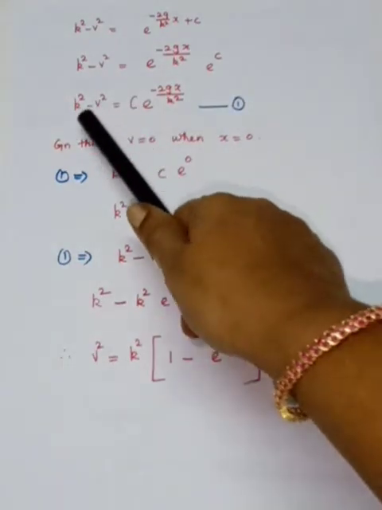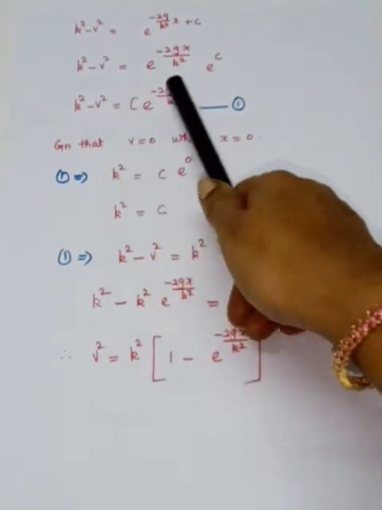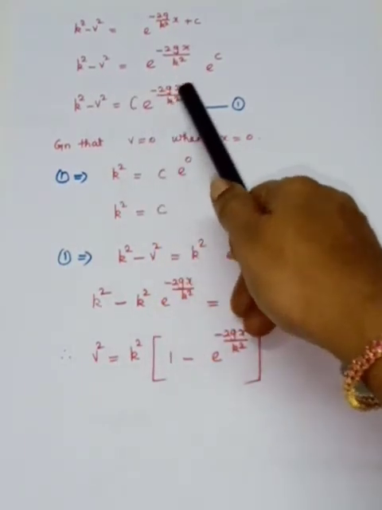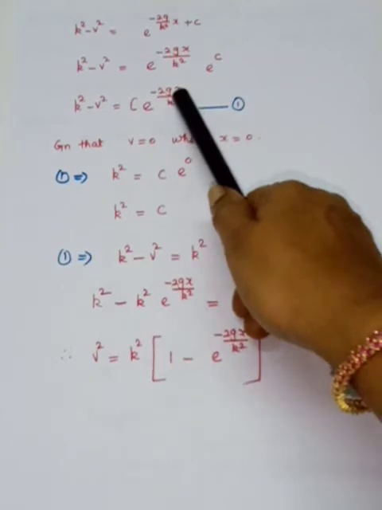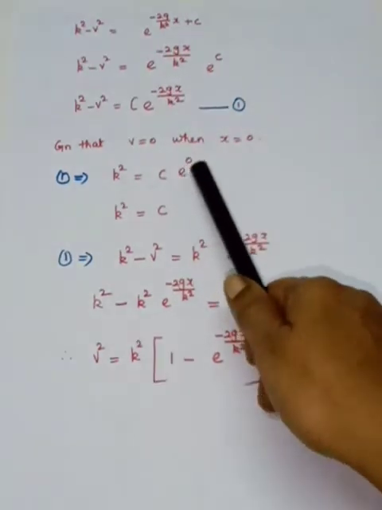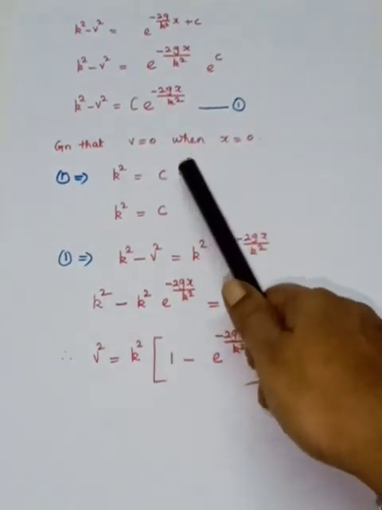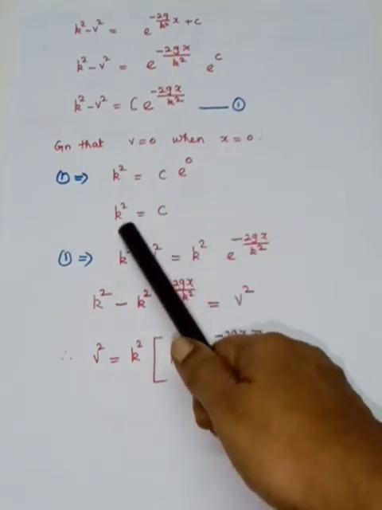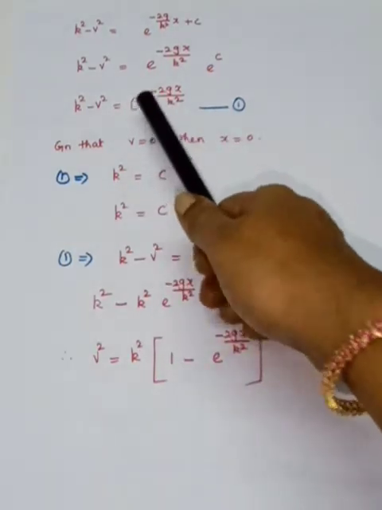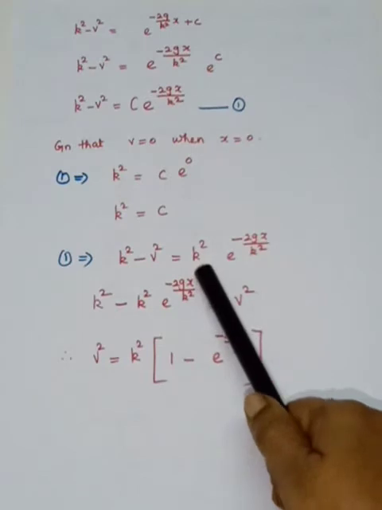In the place of v it is 0, and in the place of the power, e power, you are having x. So in the place of x, if you substitute 0, it is e power 0. So therefore e power 0 is 1. So c is equal to k squared. So c has to be substituted here. So when you substitute, it is k squared.